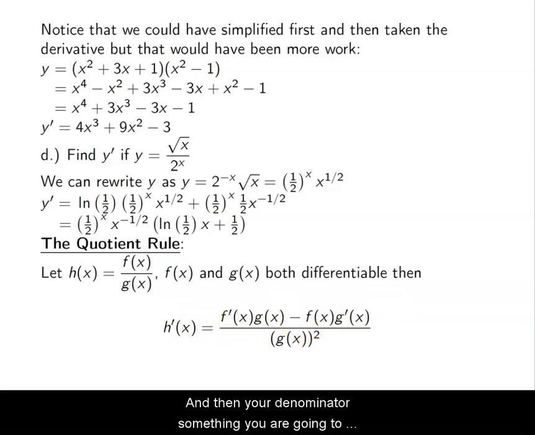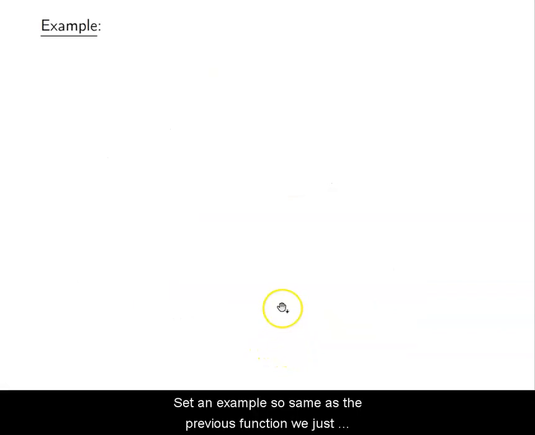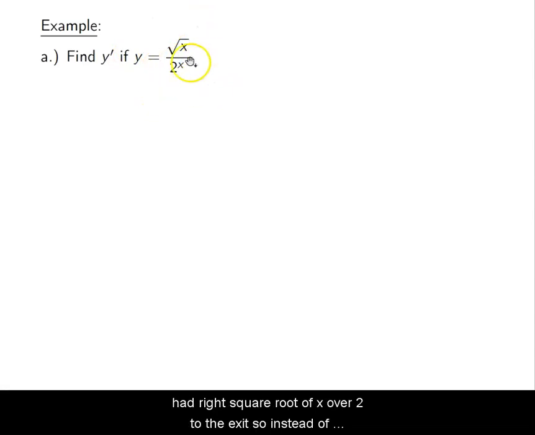And then your denominator function, you are going to square that function. You're going to multiply that function times itself. So let's do an example. Same as the previous function we just had, right? Square root of x over 2 to the x.